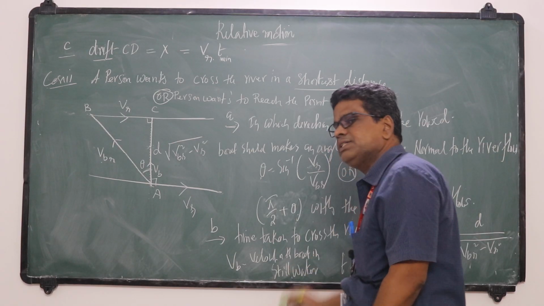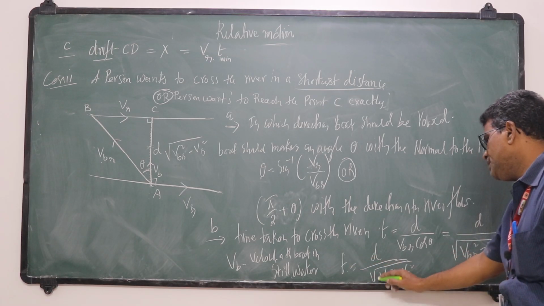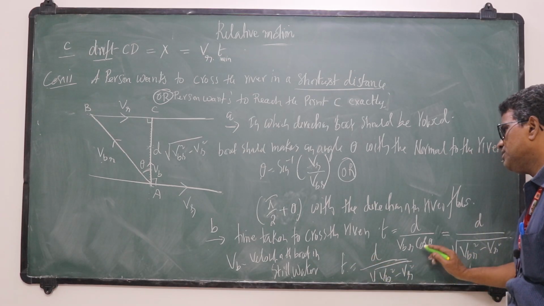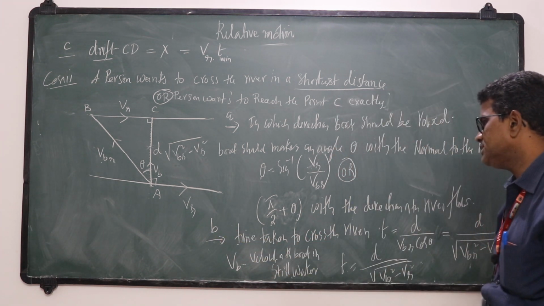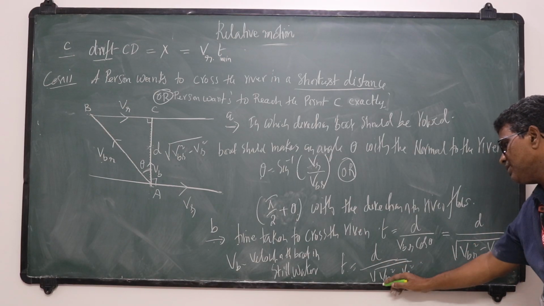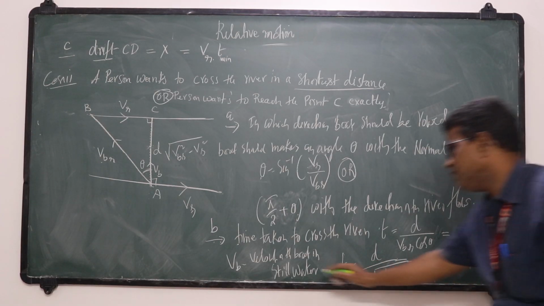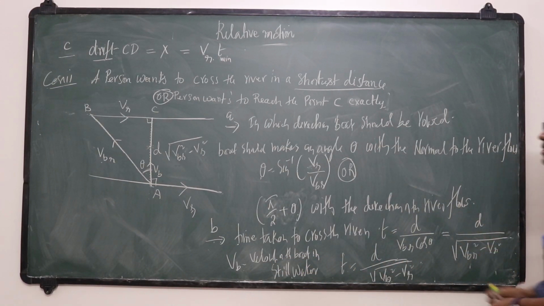That means the river is not flowing. So, T is equal to d by square root of VB square minus VR square. This formula also we can use for this question B. What is that question? Time taken to cross the river: d by square root of VB square minus VR square, where VB is the velocity of the boat in still water. This is question B.